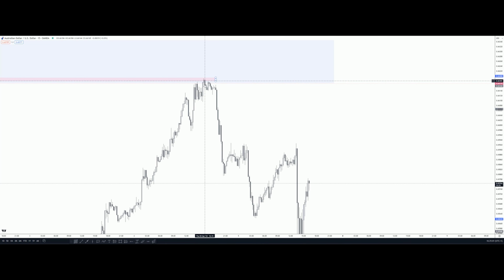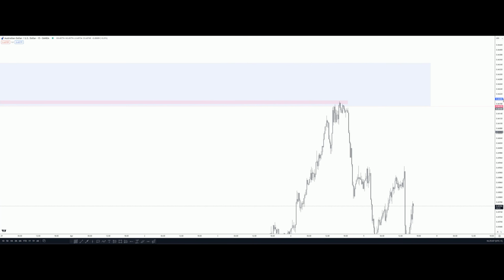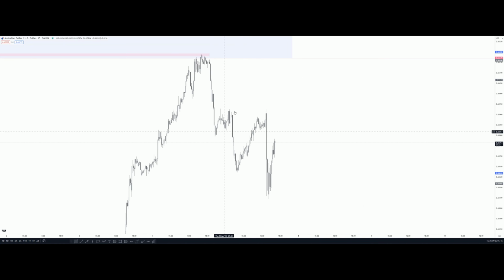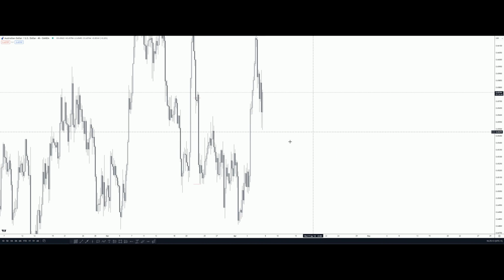This is towards the end of the New York session. Really easy entry up here. And you can see price just absolutely melted down. And because it was a 4-hour zone, you can have more of a 4-hour target on that.